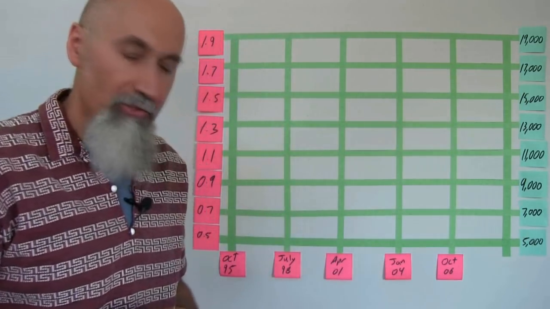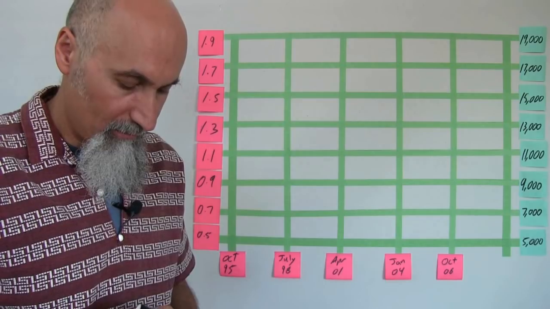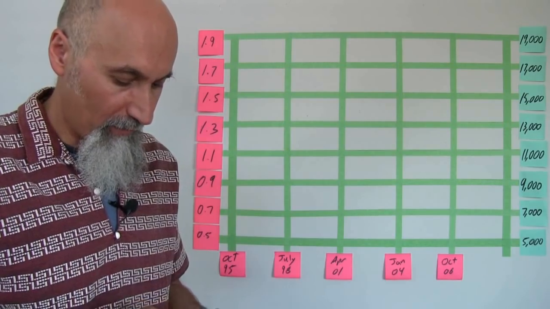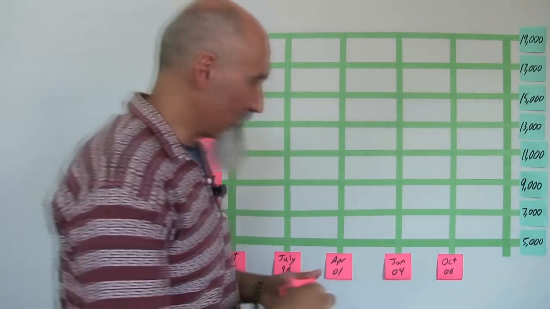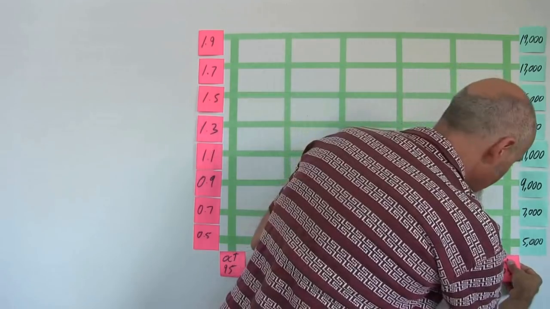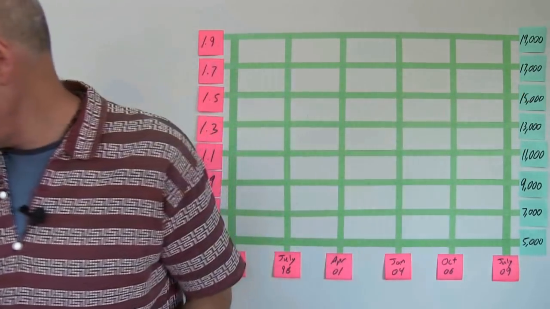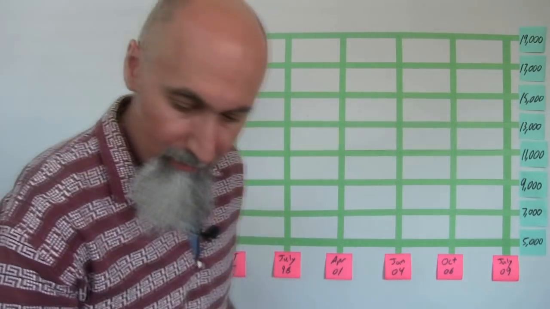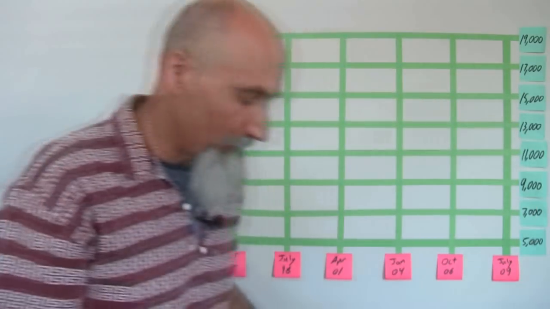And the last one is July 2009. July 09. Okay, let me put my pen back down again. Now let's put this up. July 2009. Okay, that's our pink guys. Let's put them there. So what we need to do now is put our points on here. So we're going to look at the table right now to do that.